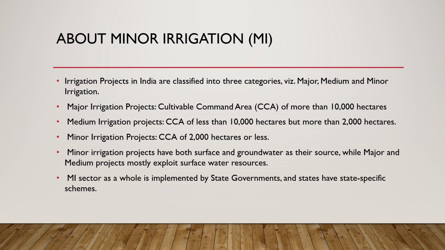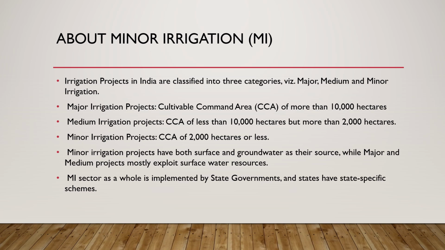About irrigation projects in India, they are classified into three: major, medium, and minor. Major irrigation projects have a cultivable command area of more than 10,000 hectares. For medium irrigation projects, the cultivable command area is less than 10,000 hectares but more than 2,000 hectares. And for minor irrigation projects, the cultivable command area is 2,000 hectares or less.